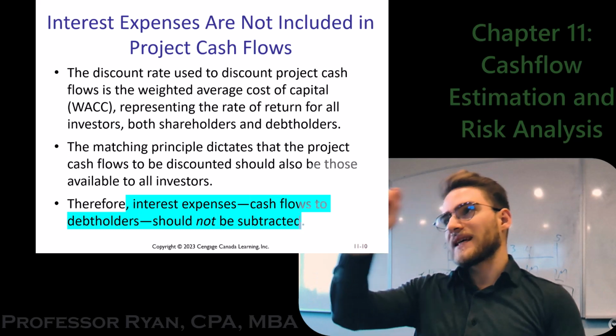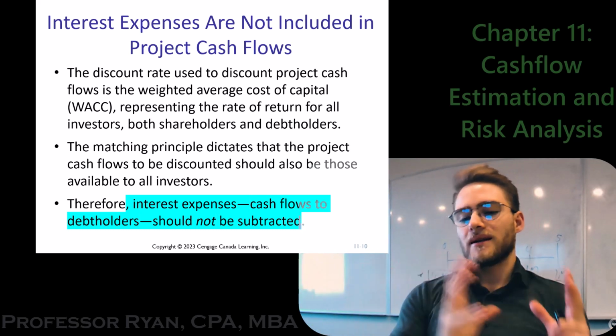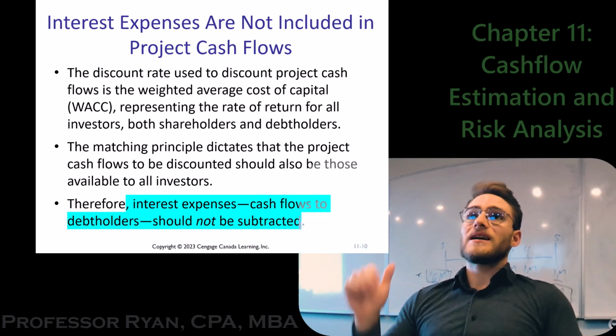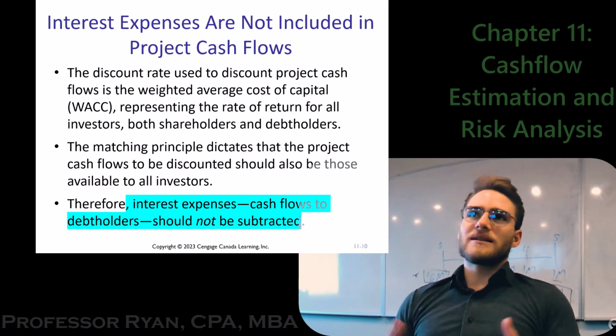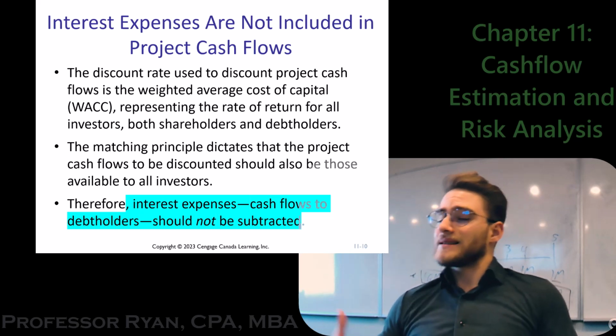So when we do those cash flows into the future, we don't take off interest. That way, when we get the net present value, it encompasses the total value to all investors, debt holders, and shareholders as well.